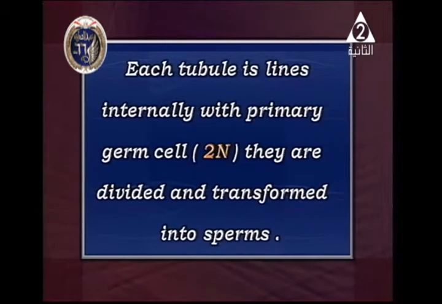Each tubule is lined internally with the primary cells or primary germ cells. Each one of these cells carries the full genetic material, which is 2N, diploid. Till now, there is no meiotic division. They are divided and transformed into sperms.